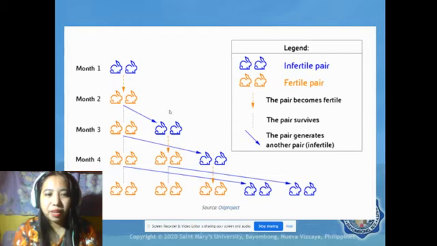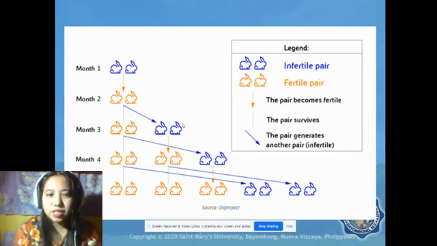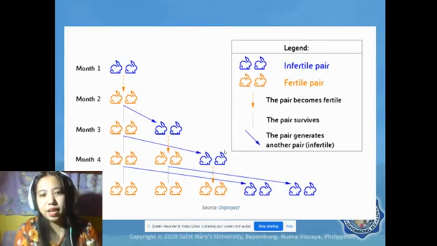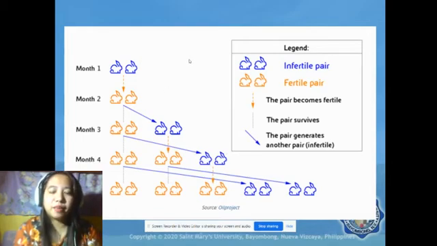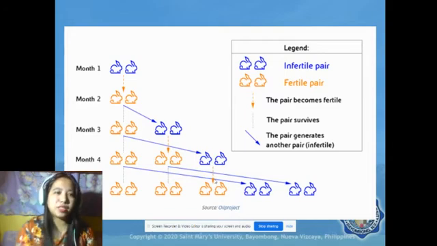Another pair. And then after that, again, these two pairs survive. This pair becomes fertile, and then the pairs now generate another pair. So here it is, the fertile pairs are 0 in month 2, 1 in month 3, 1 in month 4, and then 2 fertile pairs. And then for month 5, it is 3. And then, of course, the process continues. So we have 0, 1, 1, 2, 3, which is the Fibonacci sequence.